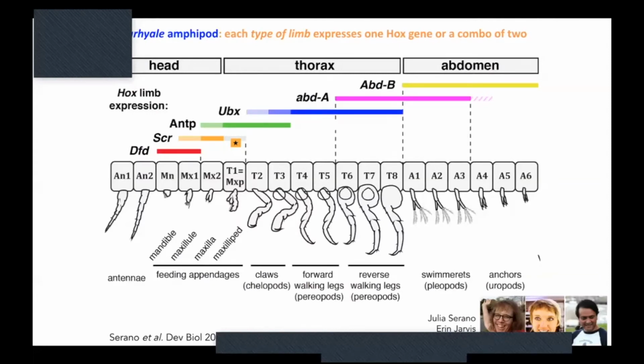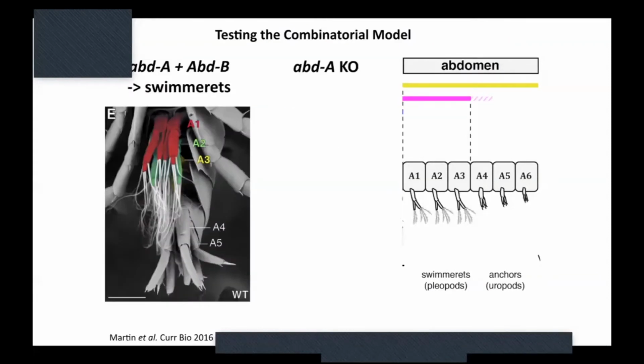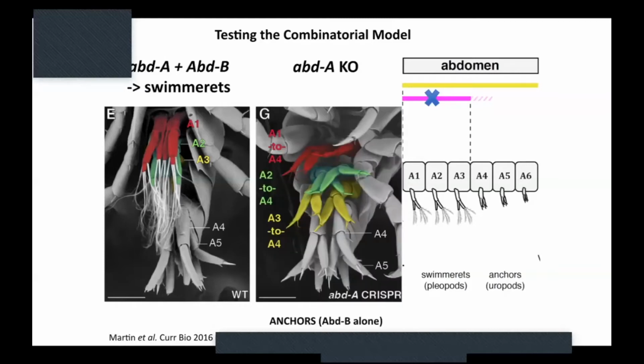So now what happens if we remove the magenta gene, if we remove abdominal A? The prediction is that only the yellow gene abdominal B will remain, and we should get only anchors, which is exactly what we obtained. So, very specific phenotypes validating this model.